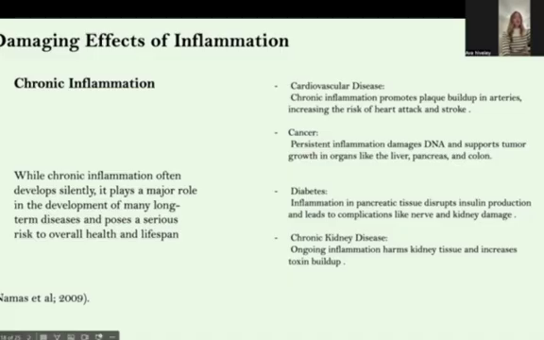Different cancers can result from persistent inflammation that damages DNA and supports tumor growth in organs such as the liver, pancreas, and colon. Diabetes is inflammation in pancreatic tissue that disrupts insulin production. This can lead to complications like nerve and kidney damage. Lastly is chronic kidney disease, which is an ongoing inflammation that harms the kidney tissue, which will increase toxin buildup.